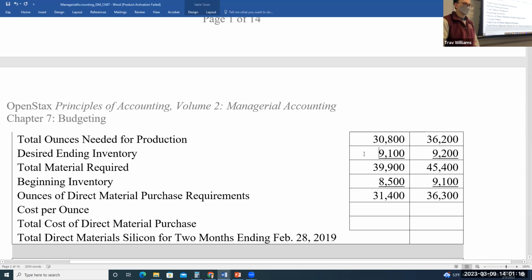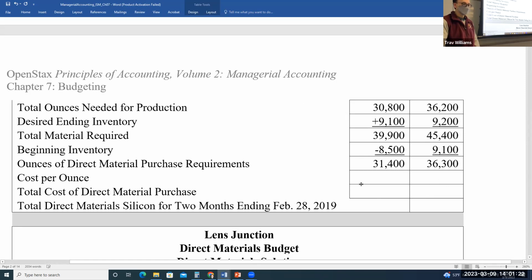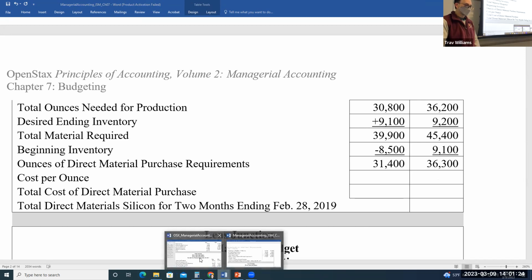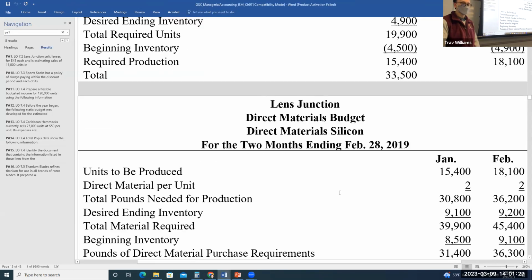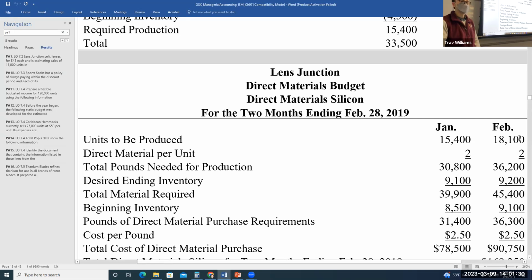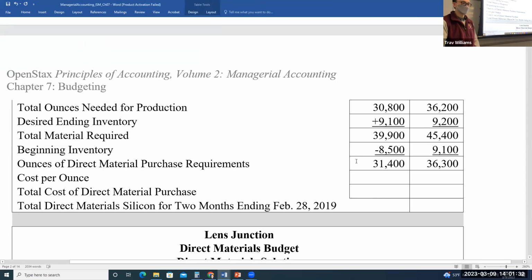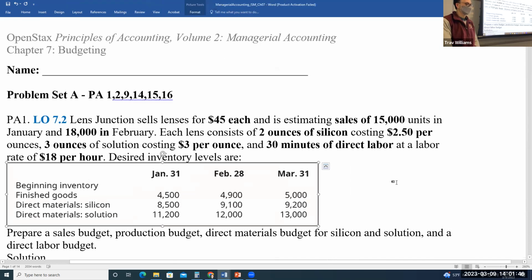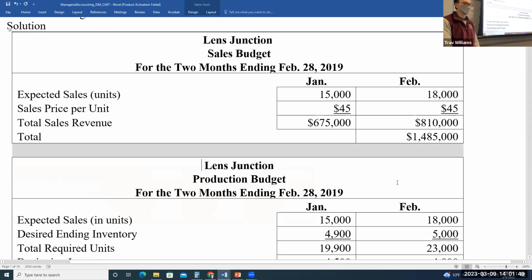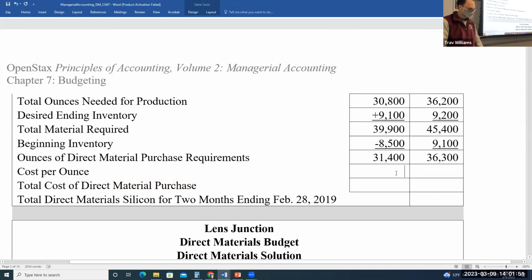And so remember, we're adding the ending inventory, we're subtracting the beginning inventory. Since this is such a long exercise, I want to make sure I don't give us a wrong number somewhere. So 31,400, 36,300. Okay. Now that we know the total number of units of materials we need, we can multiply by the cost per ounce. Is that $2.50? $2.50 per ounce for the silicon. Okay, so $2.50. That's the same each month.